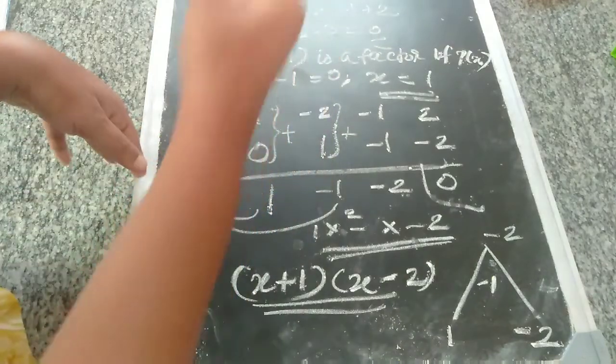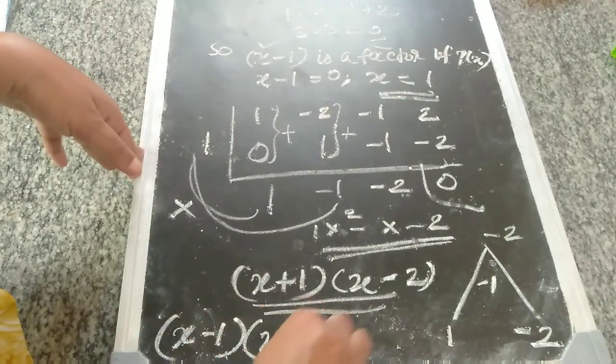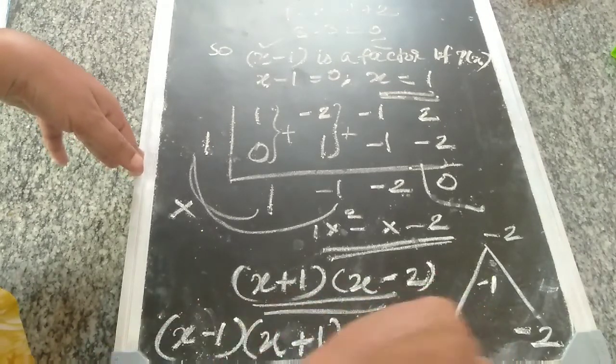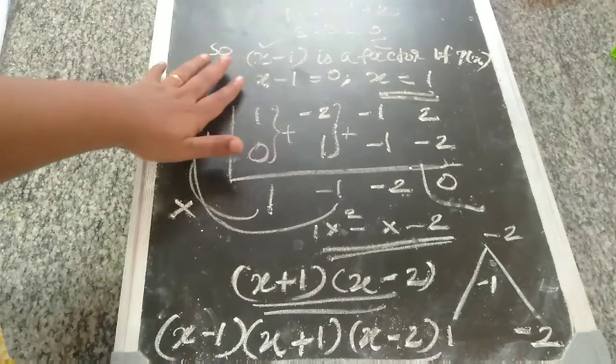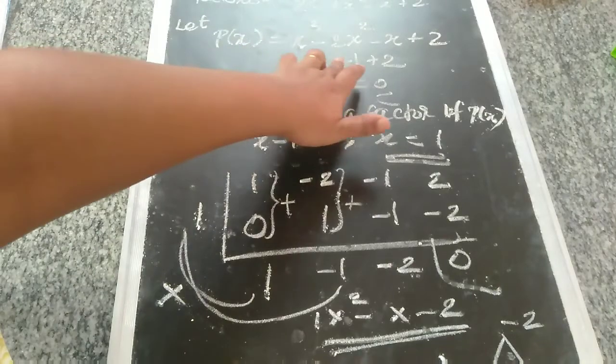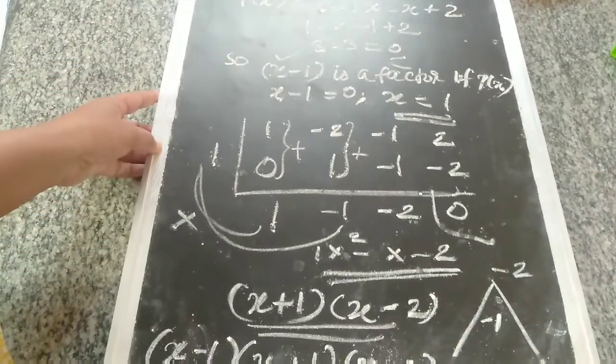Already I found 1 factor. So all 3 factors are x minus 1 into x plus 1 into x minus 2. These 3 are the factors of the given polynomial x cube minus 2x squared minus x plus 2. Okay, is it clear, children?